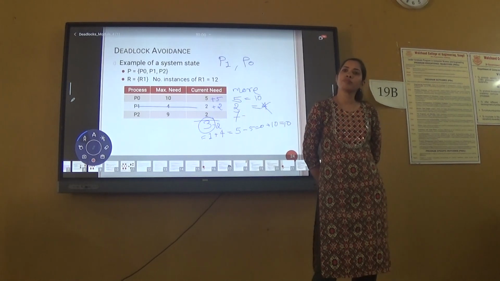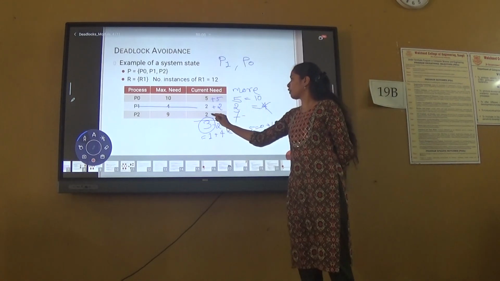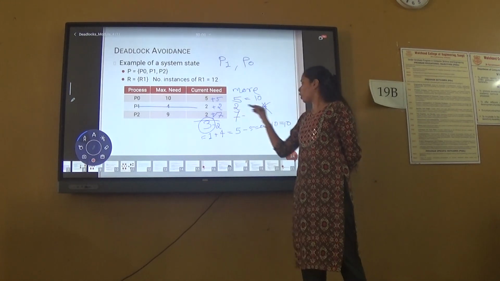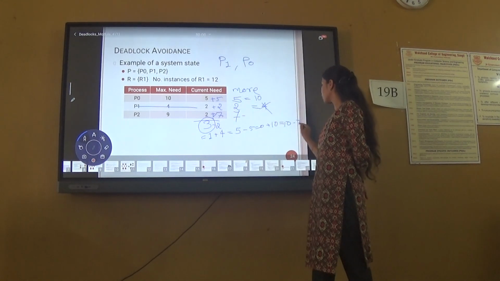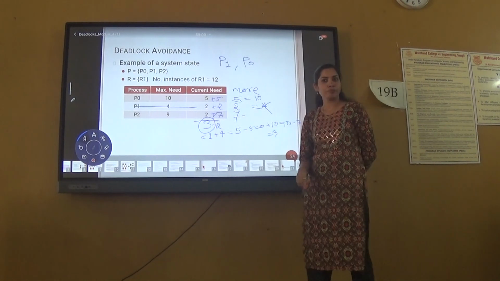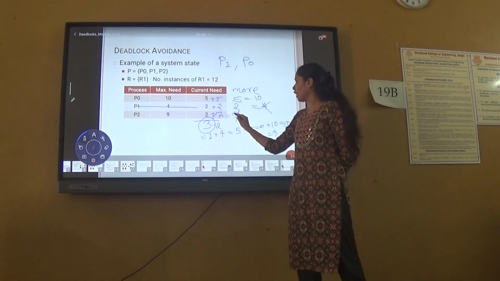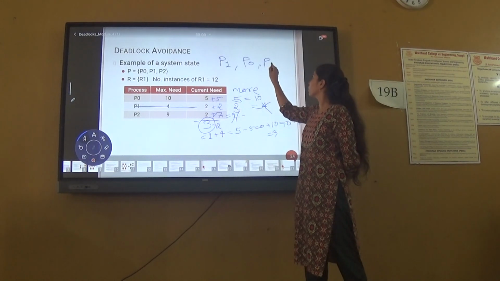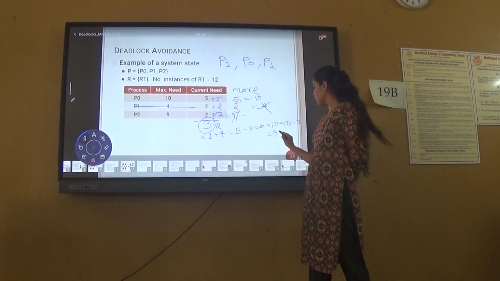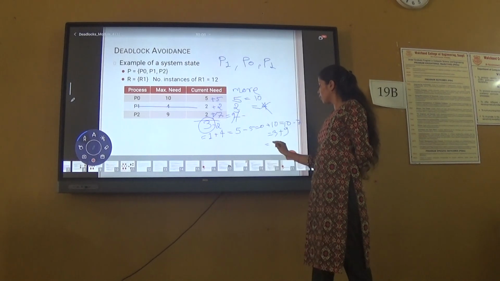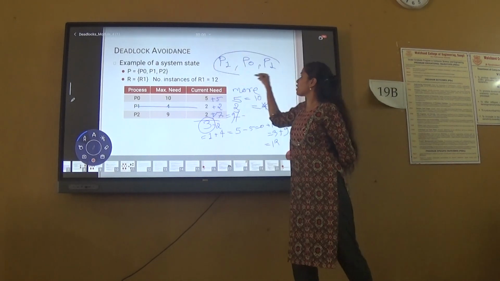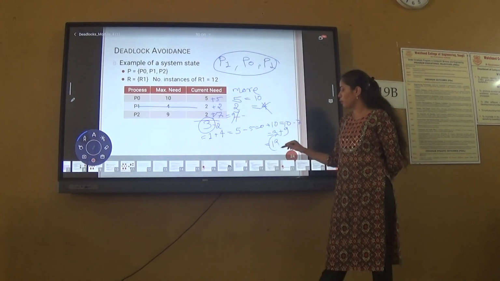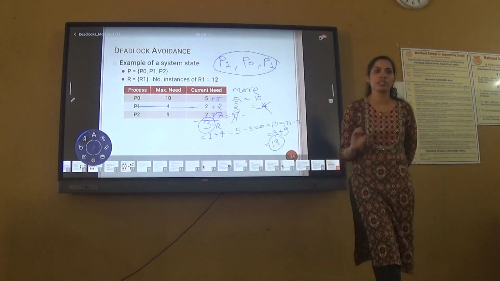Now P2 can complete the execution. How? It requires only 7 resources, and 7 is less than 10. So out of 10, I will allocate 7 resources to P2. Here are 9. P2 will complete its execution and release the resources. All 3 processes have completed and released the resources. Now in my pool, 3 plus 9, 12 resources are there.